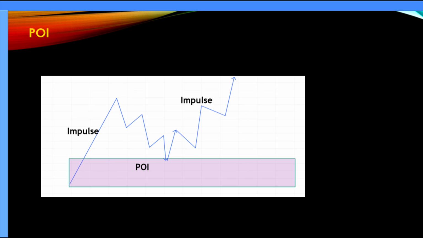Welcome back, everyone. We are entering Module 5, where we are finally going to cover all of our high-probability entry models. But before we look at how to actually execute a trade, let us first understand a crucial concept. What exactly is a POI, or a point of interest?